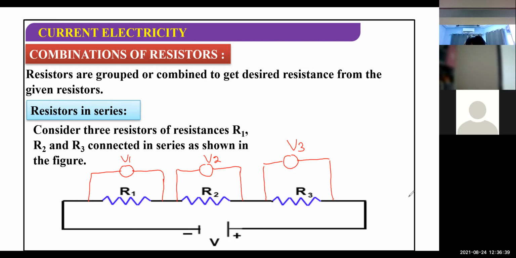Now here, I have mentioned V1, V2, V3. So it is understood that in a series combination, let me write here, even all these are written on the next slide also: voltage is different across each resistor. Across each resistor, children. Please remember.